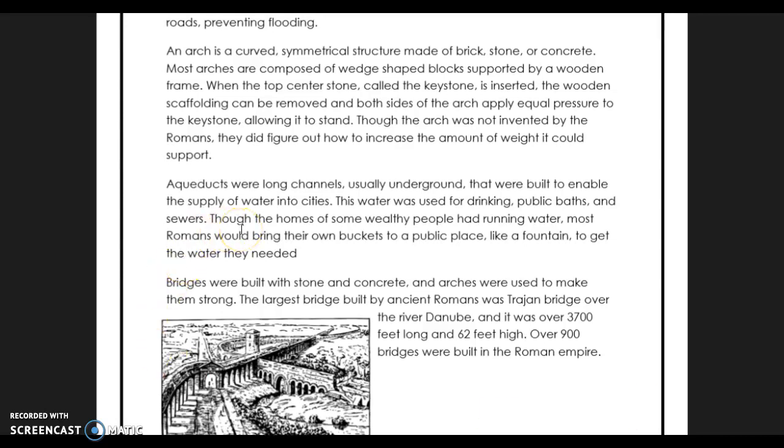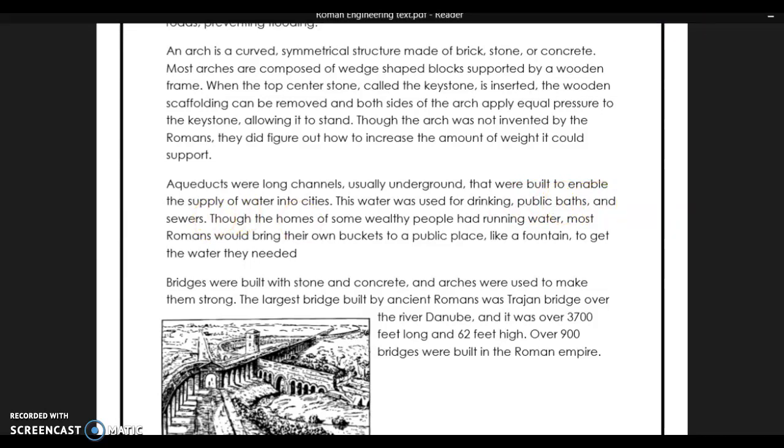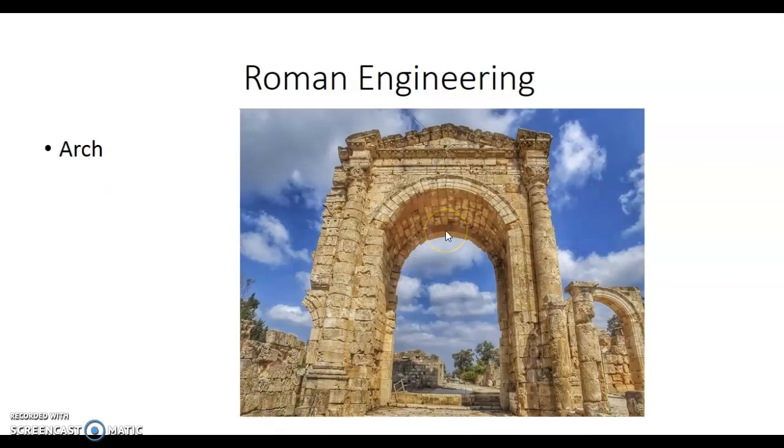Aqueducts were long channels, usually underground, that were built to enable the supply of water into cities. This water was used for drinking, public baths, and sewers. So this is aqueducts, for you not to forget.